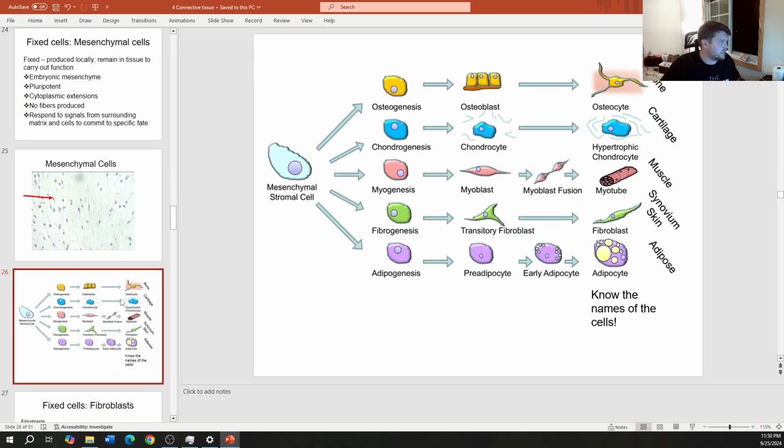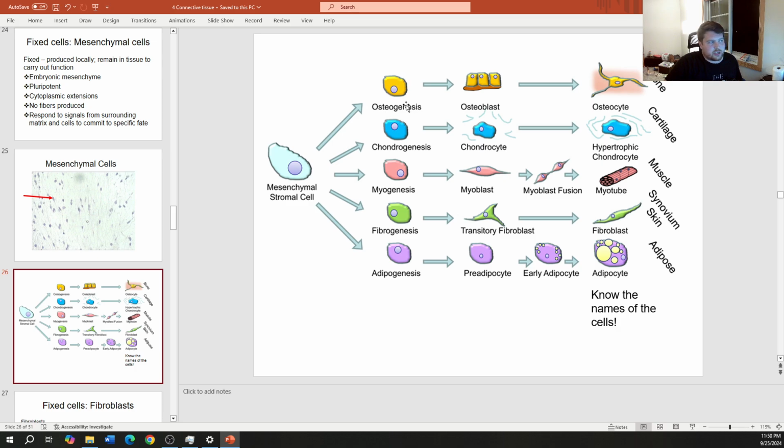We can actually look and see. So this is what it's referring to. It's a mesenchymal stromal cell, or they sometimes call them stem cells. What it means is that this cell is pluripotent. It has the potential to become any of these cells, okay?